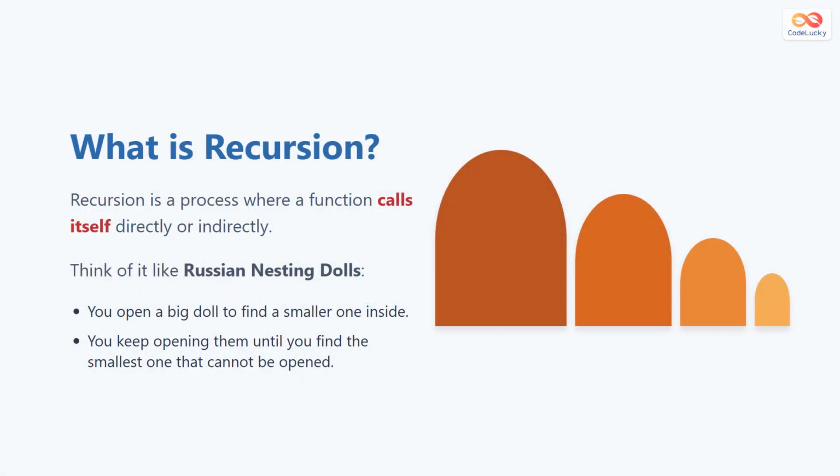So, what exactly is recursion? Put simply, it is when a function calls itself. A great real-world analogy is Russian nesting dolls. You open one doll to find a smaller, identical doll inside. You keep repeating this process until you reach the tiniest doll that cannot be opened anymore. In programming, we do the same thing with functions.